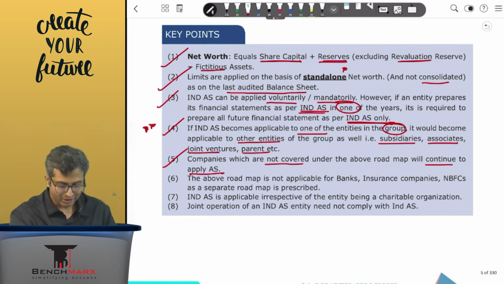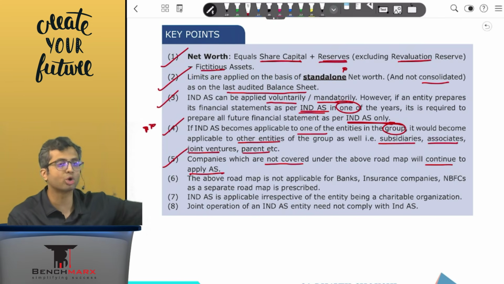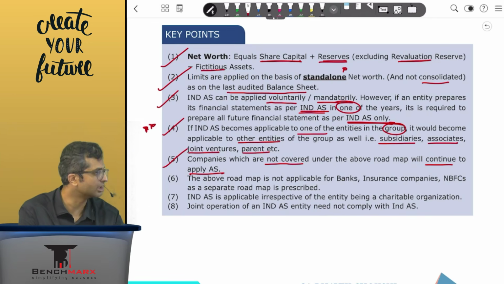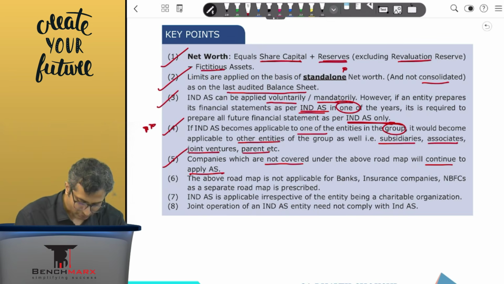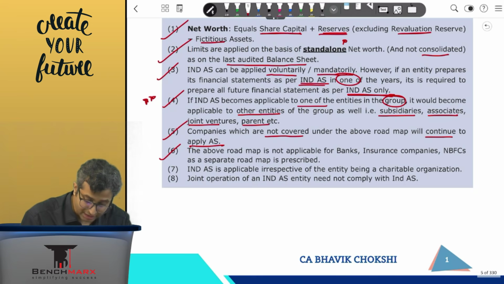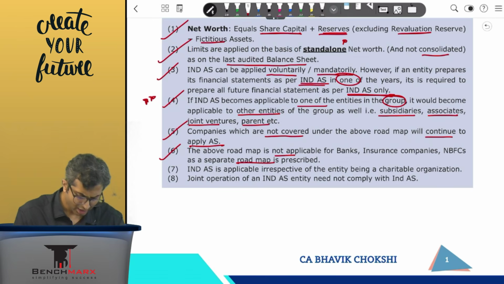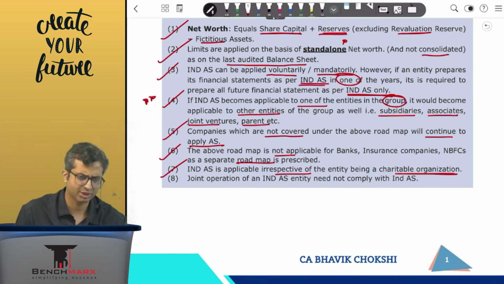Okay. So companies not covered in the above roadmap will be covered under AS. But if it's a non-corporate entity, then it's up to you. Then none of these technically apply. The above roadmap is not applicable for banks, insurance companies and NBFCs. Why? Because a separate roadmap is given for the same. Ind AS is applicable irrespective of the entity being a charitable organization. So this will be applicable even if you are a Section 8 company.